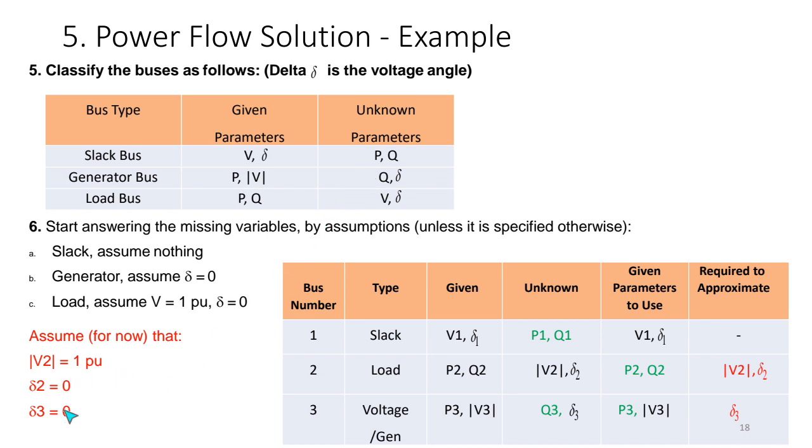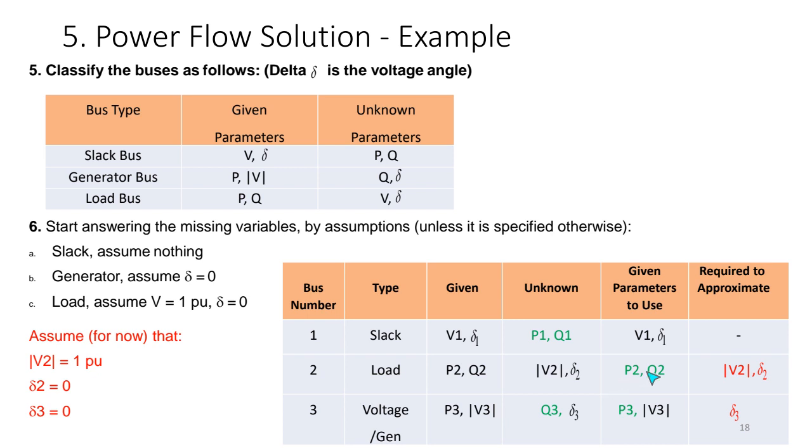And for delta 3, remember bus 3 is your PV generator bus. For the PV generator, we don't know the phase shift angle of the voltage in bus 3, but we are assuming delta 3 equal to 0. Based on this, we are looking at the voltage and the phase angle, because our slack bus is not participating in this case. That's why we are not taking the slack bus, only the generator bus and the load bus. For the load bus, V2 and delta 2 are assumed, and for the generator bus, delta 3 is assumed.